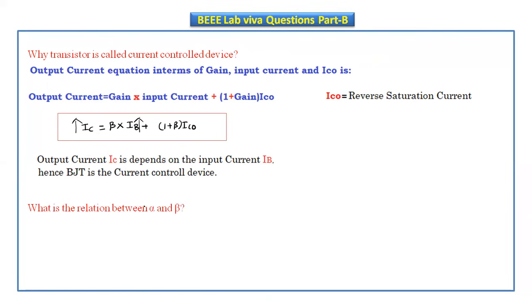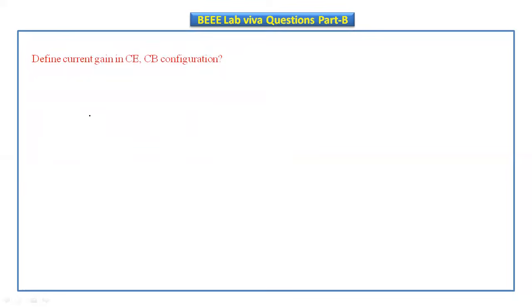What is the relation between alpha and beta? Alpha is nothing but the gain of the common base configuration and beta is nothing but the gain of the common emitter configuration. If you see the relation, alpha is equal to beta by 1 plus beta and beta is equal to alpha by 1 minus alpha. These are the relations we are having for alpha and beta.